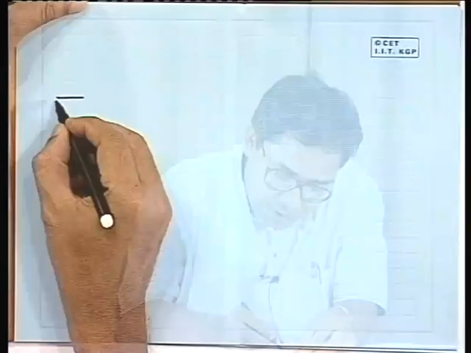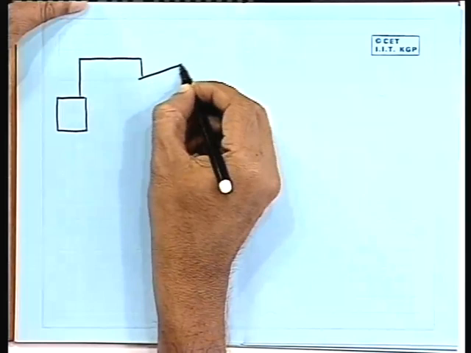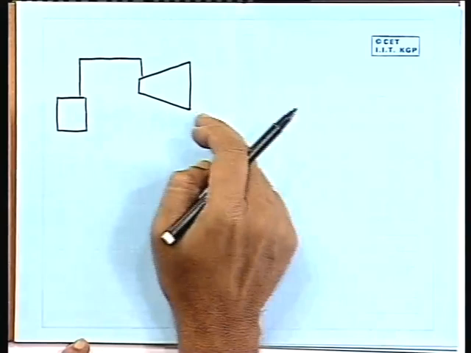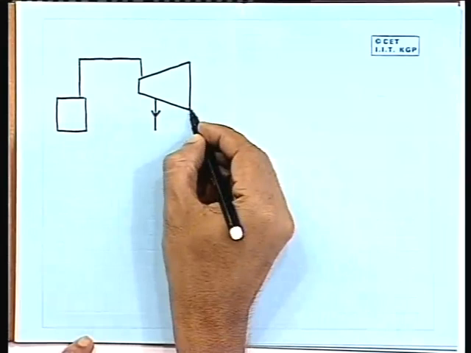Now, let me first draw the block diagram with regenerative feed heating. So, basically we are having the boiler. From the boiler, superheated steam will go to the turbine. In the turbine, the entire steam will not be allowed to expand up to the exhaust pressure. In between, we will extract a certain amount of steam, and then the rest of the steam will be allowed to expand to the exhaust pressure of the turbine.